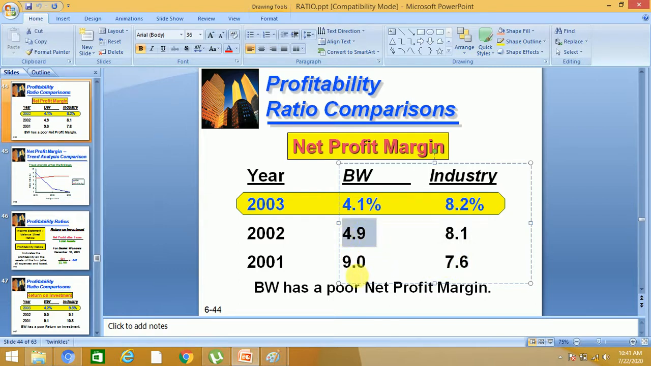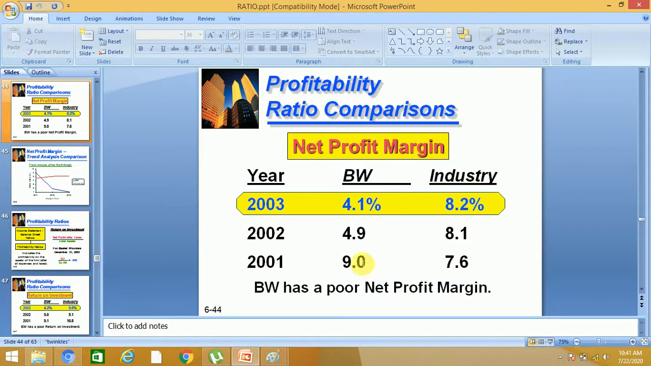In 2002, it comes down from 9% to 4.9%. And in 2003, again, it comes down to 4.1%. So our profitability is decreasing. Our loan is increasing and our profitability is decreasing. So it is telling us about the performance of the company. Now look at the industry. It was 7.6, then 8.1, 8.2. Their profitability is increasing after taking loans. But our profitability is decreasing.